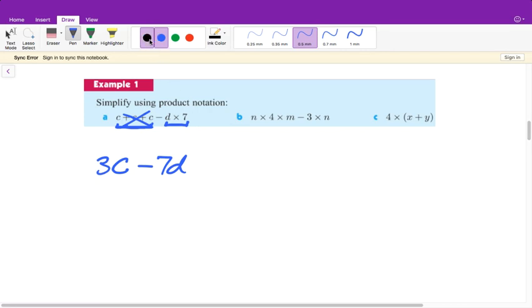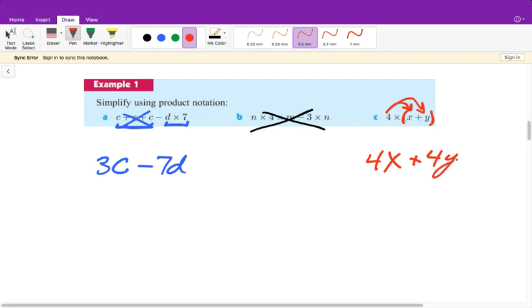All right, I'm going to skip the second one, and move on to the last one. And this one is 4 times (x plus y). See how this x plus y is in parentheses? That means the 4 needs to be distributed to both. So I can rewrite this as 4 times x, or 4x, plus 4 times y, or 4y. All right, so it just allows us to rewrite this in a simpler form for us to not only read, but to use later on.